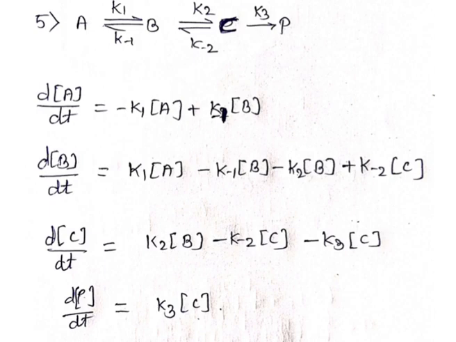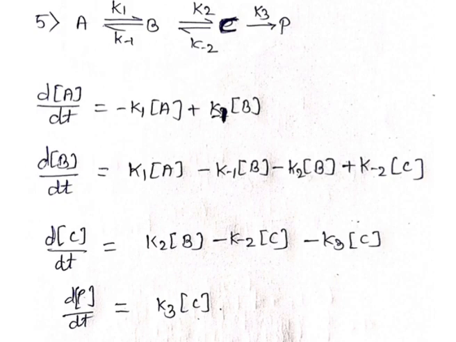Then from species C it is again going to form. So the formation rate is written by plus sign, rate constant is K-2, and the species which goes on decreasing to form B is C. So written as K-2 into concentration of C. So K1 into concentration of A minus K-1 into concentration of B minus K2 into concentration of B plus K-2 into concentration of C. This is the rate for species B.